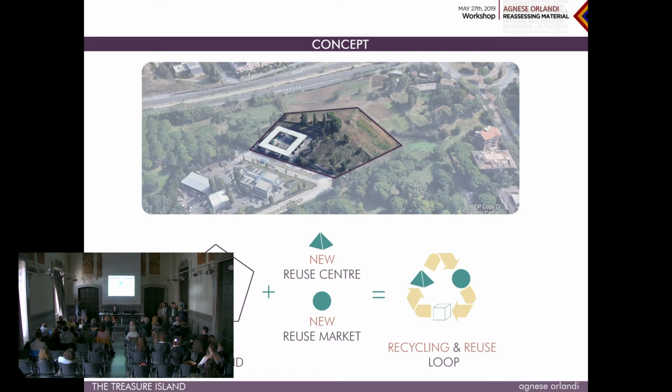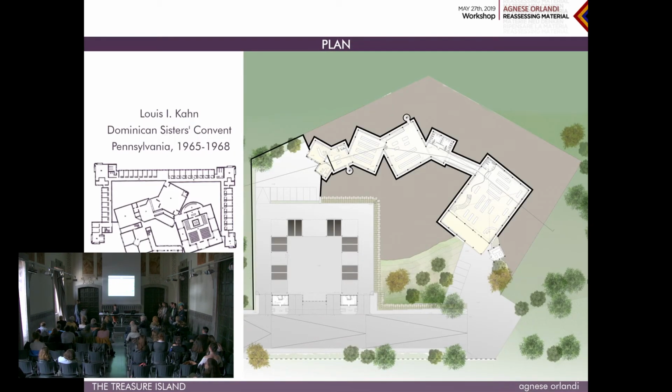The aim of the thesis was to design a reuse center and a reuse market, and the concept comes from the recycling loop idea. Moreover, the physical structure of the site allows a circular structure for the new project. The inspiration for the plan comes from the Dominican Sisters Convent in Pennsylvania by Louis Kahn, and according to the special structure of Kahn's project and to the recycling loop icon, I defined the functions arrangement of my plan.